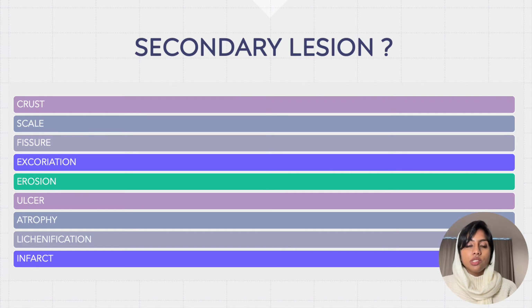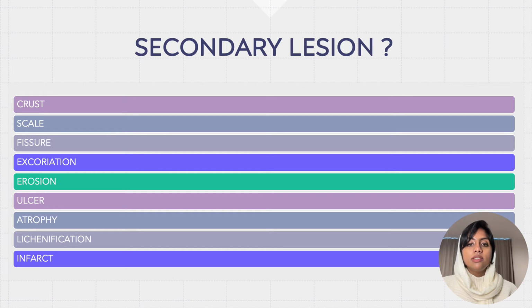Coming to the secondary lesions. Secondary lesions, as we said, are the lesions that evolve over time due to manipulation or treatment or disease progression. So these can be a crust, scale, fissure, excoriation, erosion, atrophy, lichenification, or infarct. So some of these lesions you might have already heard about, okay?